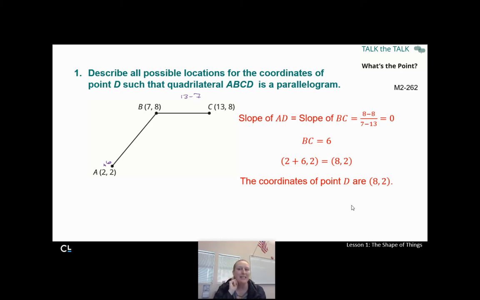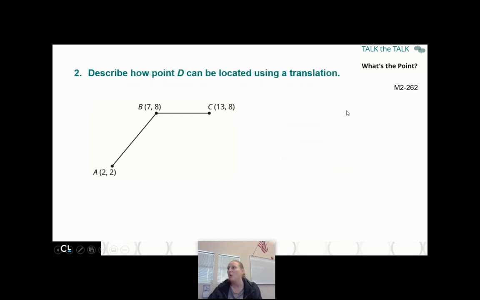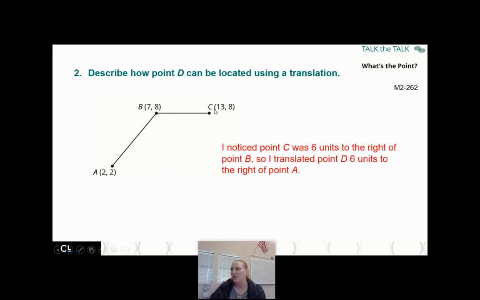Now, I did this as a translation. You may have done this another way, but can you go ahead and describe what you did here? Go ahead and hit pause, write it down, just a brief description of what you did, and then hit play to keep going. So again, I noticed that point C was 6 units to the right of B. So D just needs to be 6 units to the right of point A. And so I ended up just adding 6 onto my x coordinate.